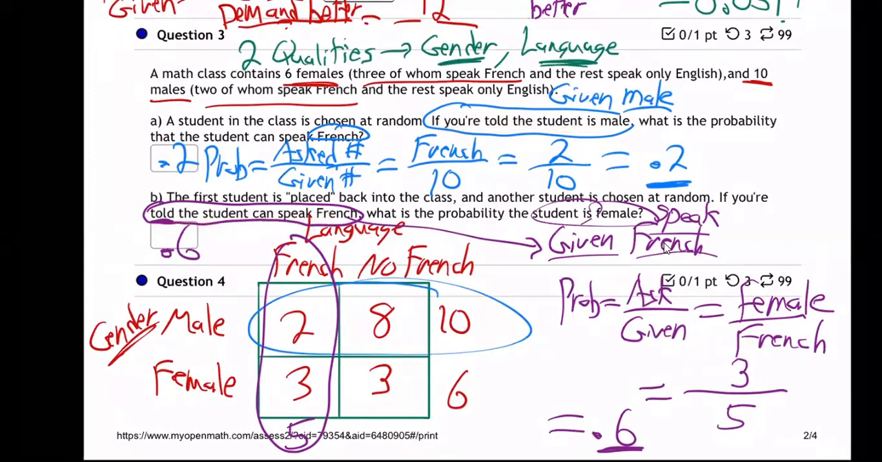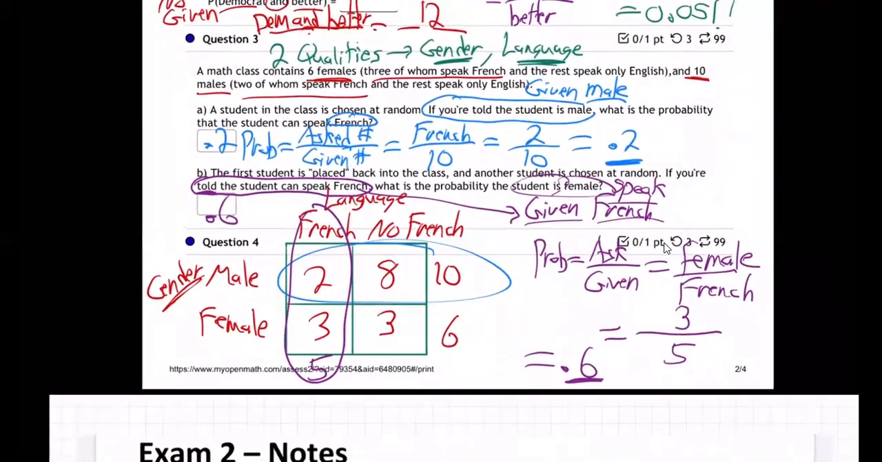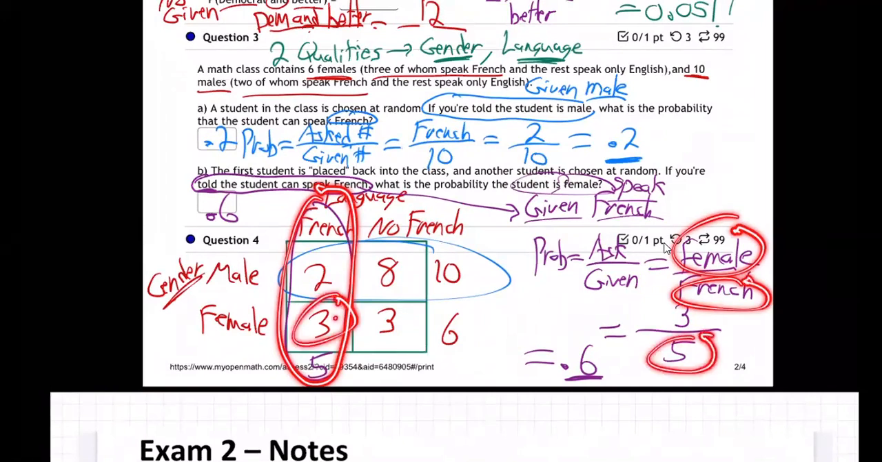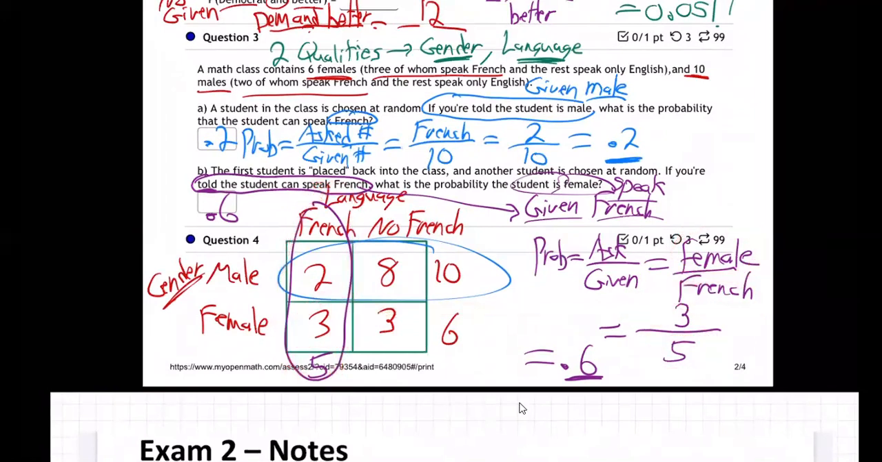And given always goes in the denominator, doesn't it? And it changes the group we're talking about. We're no longer talking about everybody being possible. We're talking about, in the French case, the 5 people that speak French. You know that you're given that the person speaks French. What's the chance it's a female? What's the chance it's female given they speak French? Well, there are 5 people that speak French. Out of those 5, 3 are females, right? 3 out of 5. So it changes the game. It changes the probabilities.